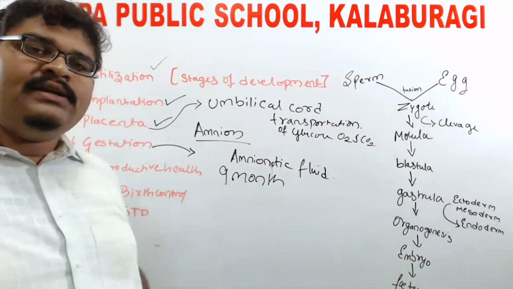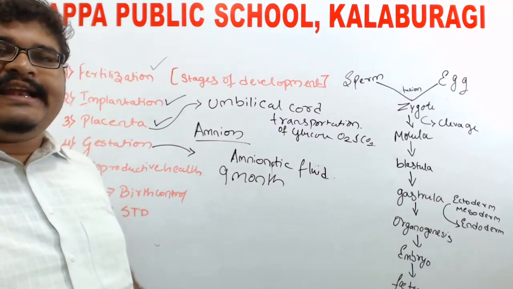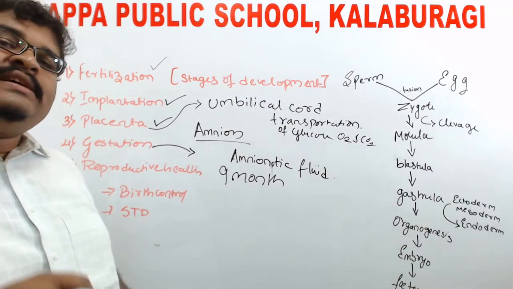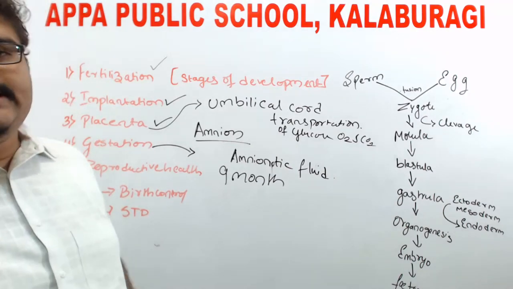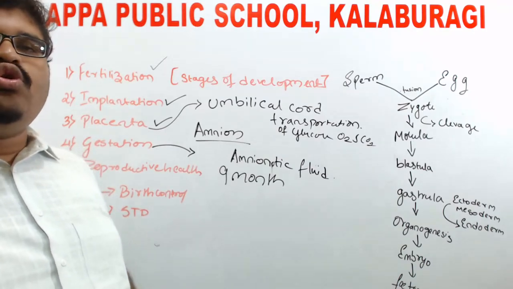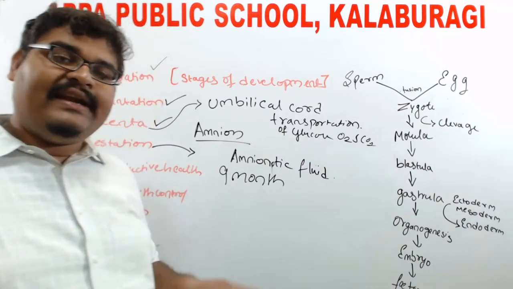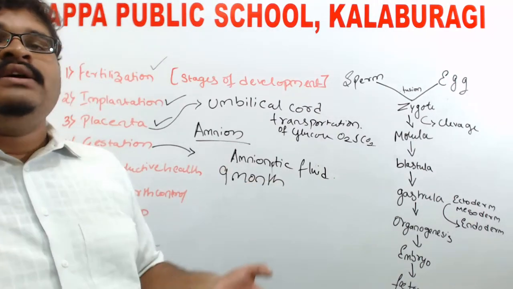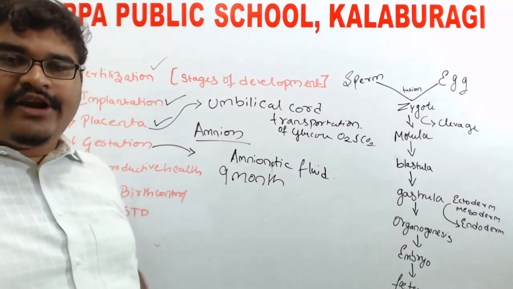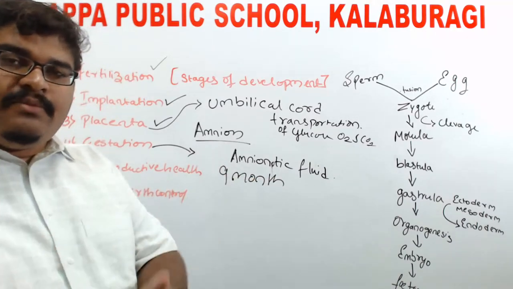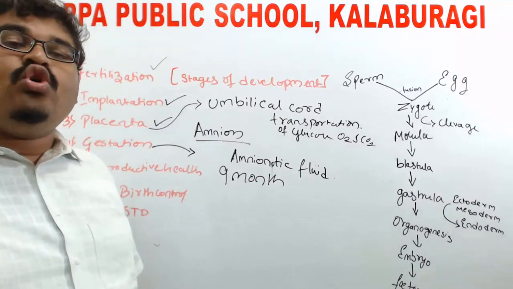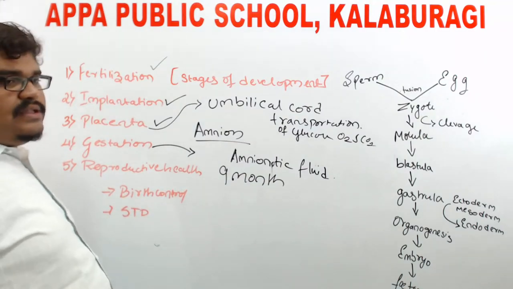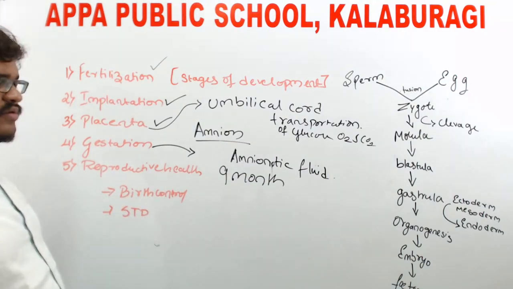Oviparous means egg laying. Viviparous means giving birth to young ones directly. Ovoviviparous animals lay eggs, the eggs hatch, and then they give birth to young ones. The example is the shark. It lays eggs within its body, the eggs hatch, and then the baby sharks come out of the body directly. So it lays eggs as well as gives birth to young ones directly. Got it? This was extra information about reproduction in various groups of organisms.